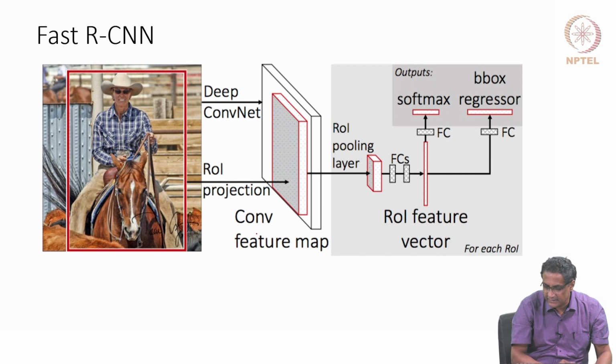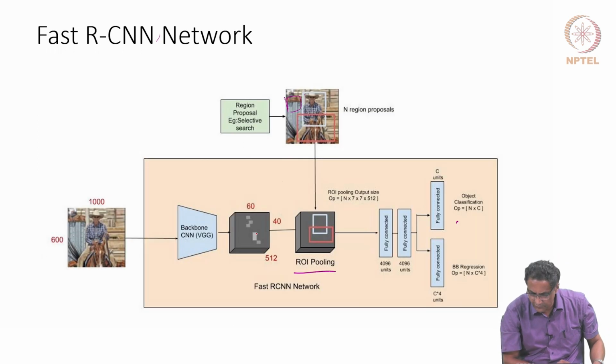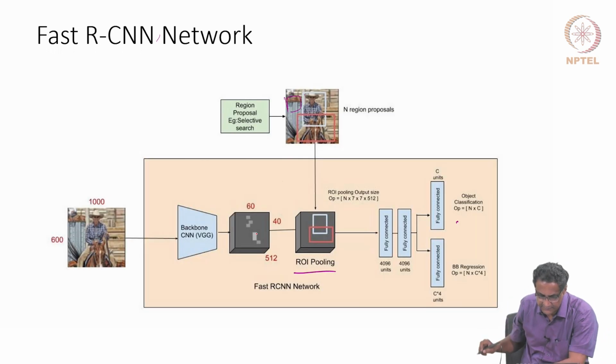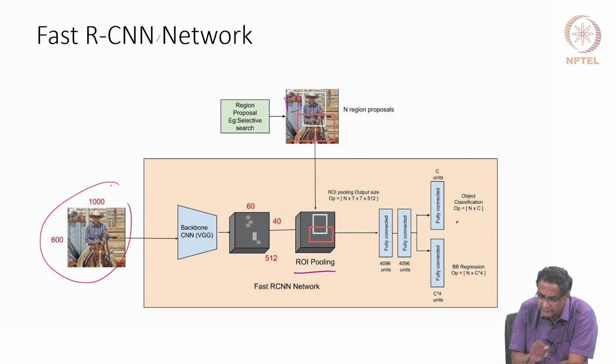Okay, so it's like this. Let me show a picture like this. This is actually better. Here is my image, and then this is my selective search, which is an outside module flagging these region proposals, something here, something here. It is flagged. Now earlier, what were we doing? We were tracking each one of these proposals, warping them, and pushing them through the CNN to get the feature map.